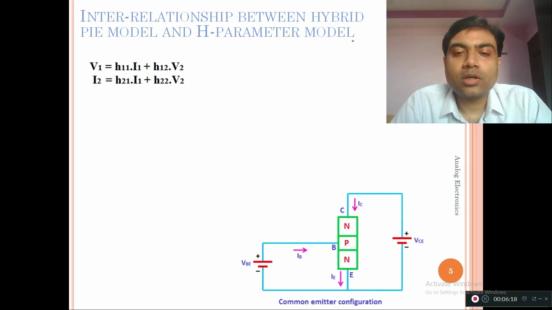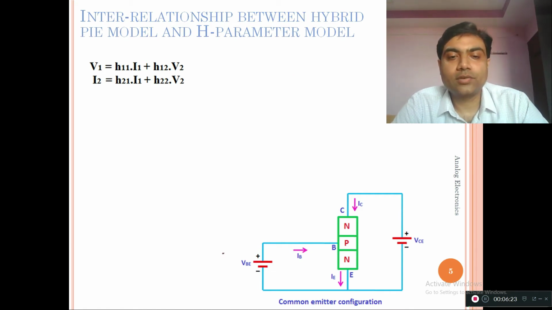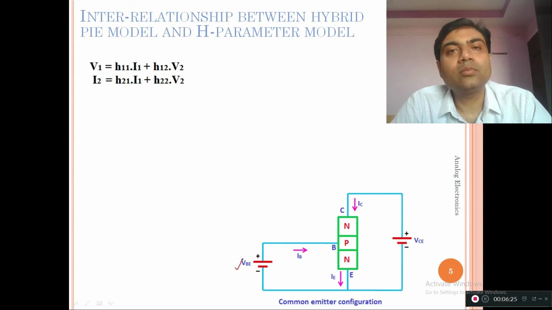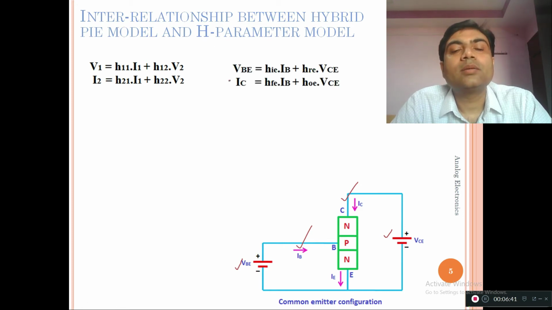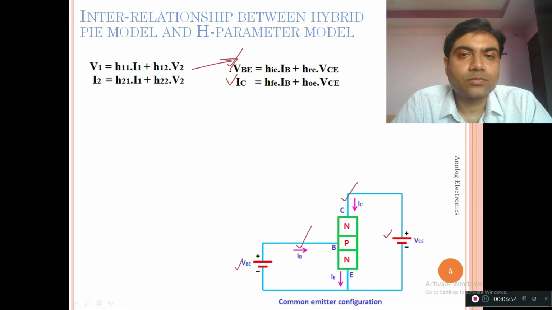Which configuration am I talking about? I am talking about the common emitter configuration, and when we talk about it, we can see that VBE is my V1, the input voltage, IB is my input current, that is I1, and similarly VC is my output voltage, that is V2, and IC is my output current, that is I2. So I can replace the values of V1, I1, V2 and I2, and I can get these two equations. These two equations are derived from here, and we have just replaced the values with common emitter parameters.